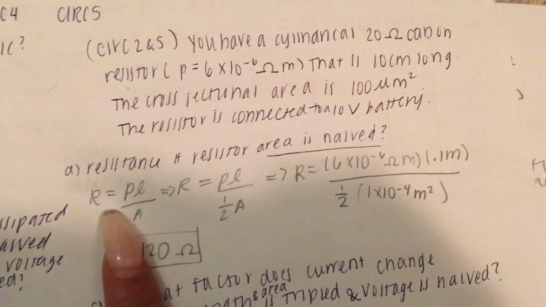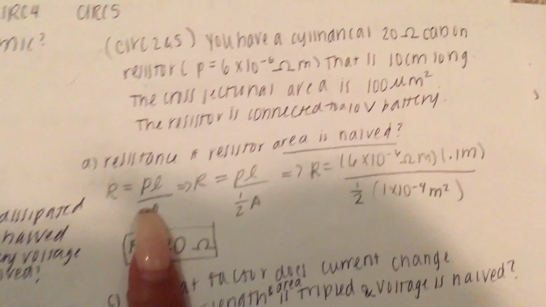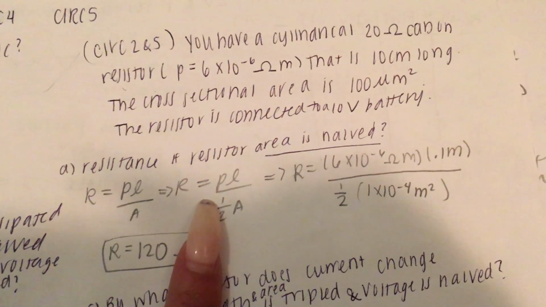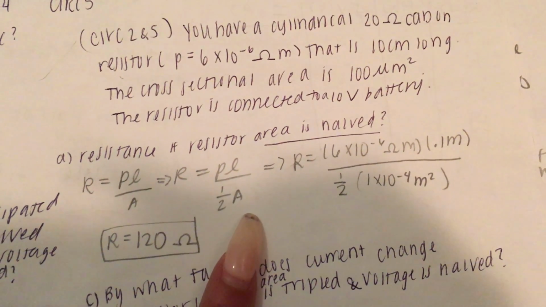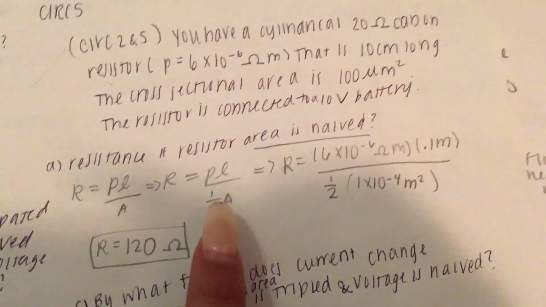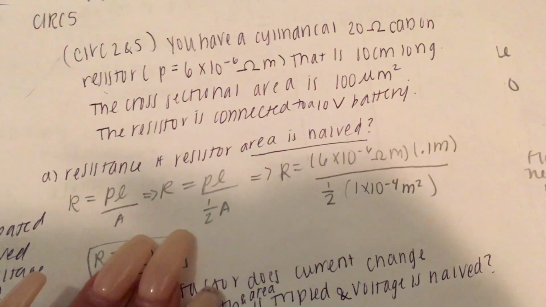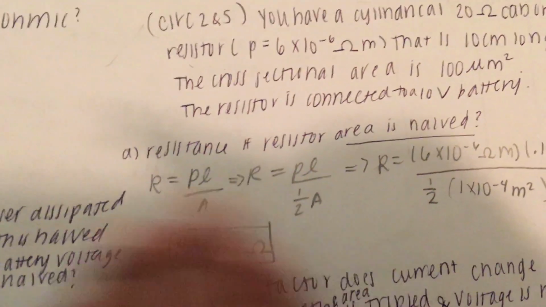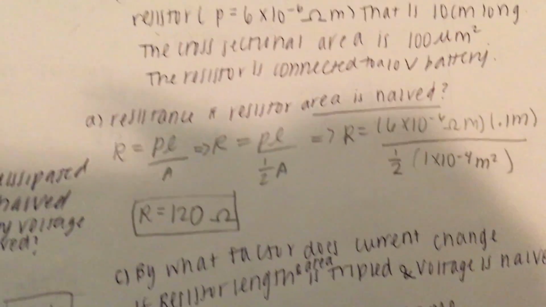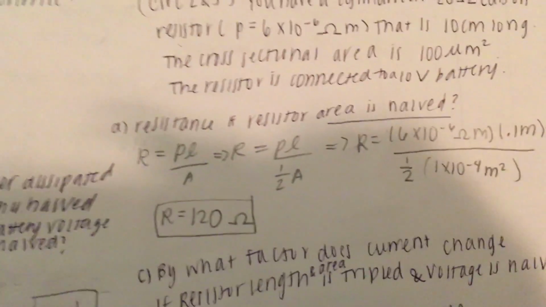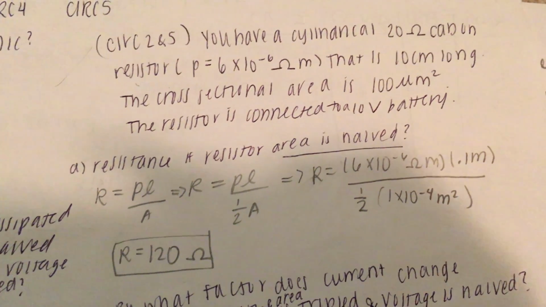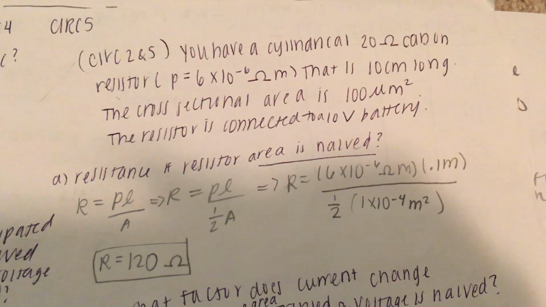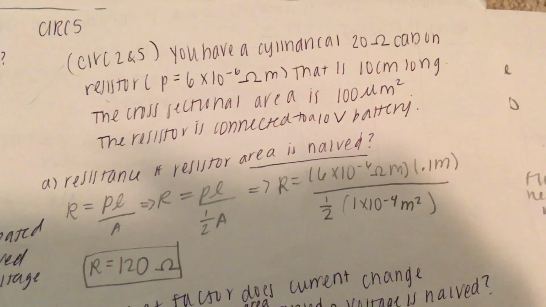So I use this handy-dandy equation for all three parts of this problem, where R is equal to rho L over A, R is equal to rho L over 1/2 A, since area is halved. So if I didn't solve for this, the resistance would actually be greater since it's divided by less, basically. But I did solve for it, a little cherry on top of the cake, and I got 120 ohms. Here's my math. I just converted my units to meters, and yeah, that's pretty much it.